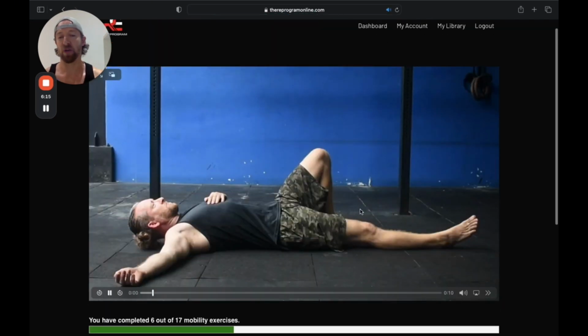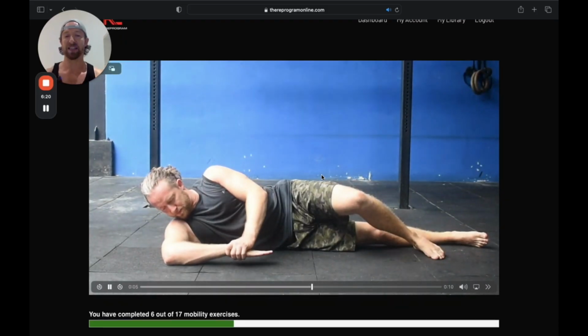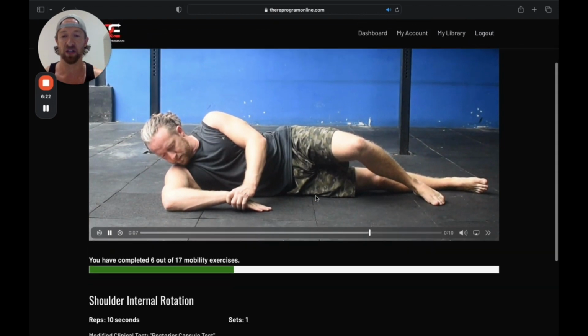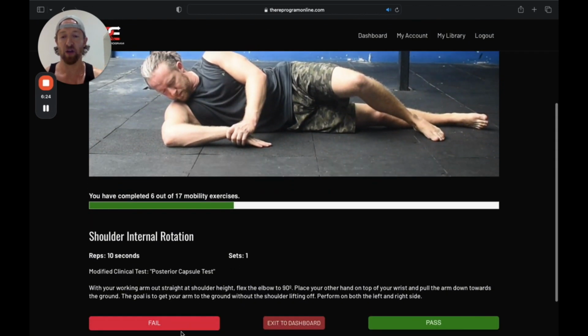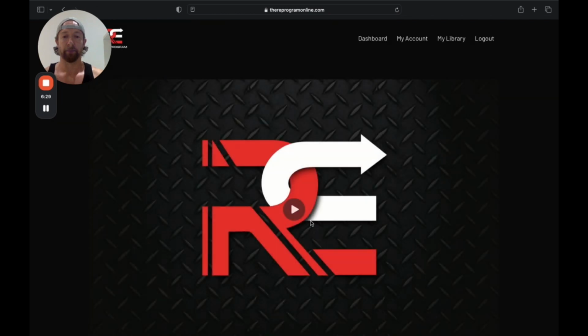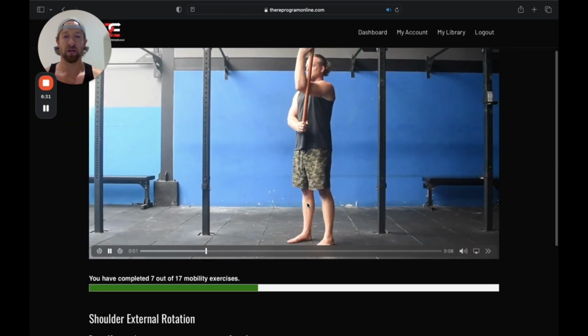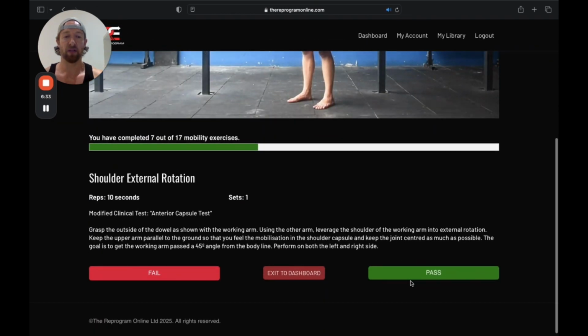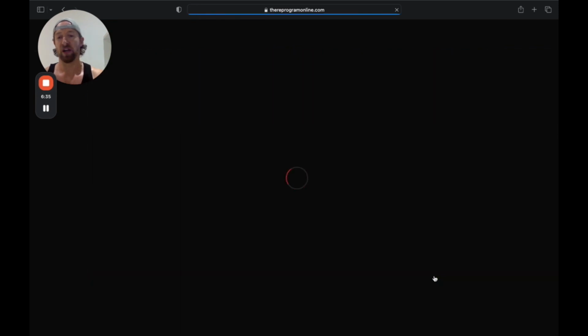I don't have to press play on all these either. I know what they are, but I'm just going to, for the benefit of you guys at home, you get to see what the quality is and what it looks like. Fail that one. That's not commonly passed straight away. External rotation, yeah, let's pass that one. So we're already 8 out of 17.